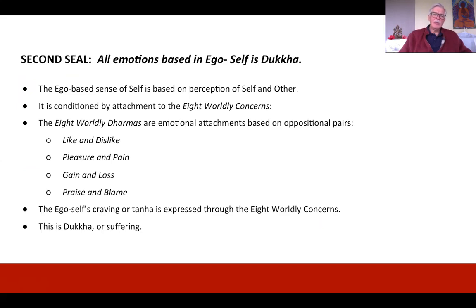The ego-based sense of self, what do I mean by that? I mean a perception of self and other. In other words, anytime you say, I like that, let's go there. That's self and other. Let us, that's here, go over there. Don't let that happen. That means other. I'm not like that. I'm that. That's a distinction between self and other.